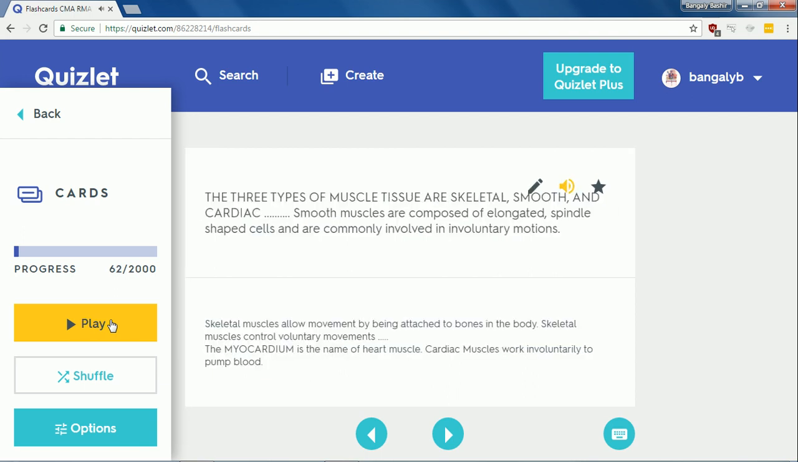The three types of muscle tissue are skeletal, smooth, and cardiac. Smooth muscles are composed of elongated, spindle-shaped cells and are commonly involved in involuntary motions. Skeletal muscles allow movement by being attached to bones in the body. Skeletal muscles control voluntary movements. The myocardium is the name of heart muscle. Cardiac muscles work involuntarily to pump blood.